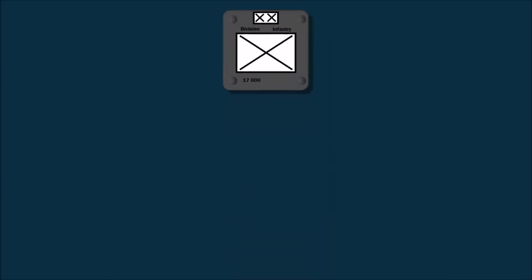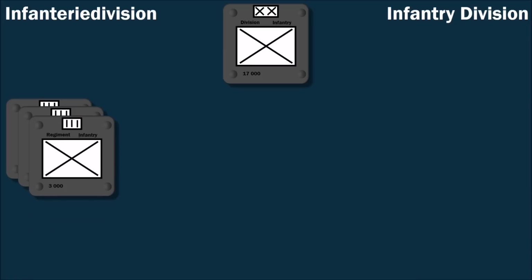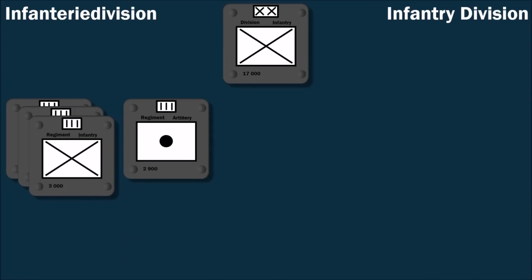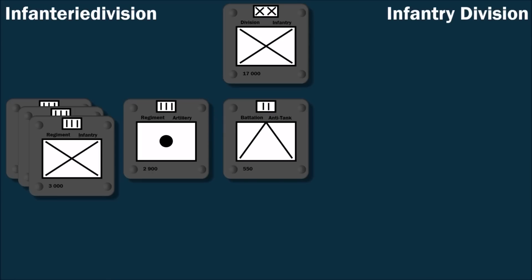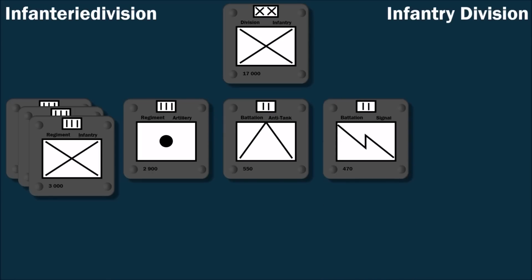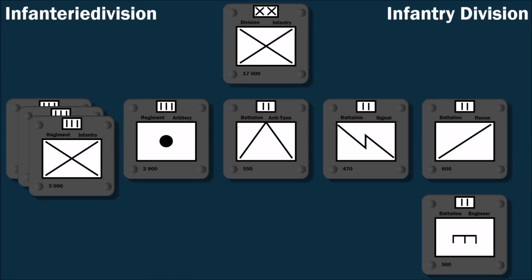So let's get started. A German infantry division consisted of about 17,000 men, and the German name for it was Infanteriedivision. It consisted of 3 regiments with about 3,000 men each, 1 artillery regiment and 1 anti-tank battalion. Furthermore, a signal battalion and a Recon Battalion, and finally an engineer battalion.